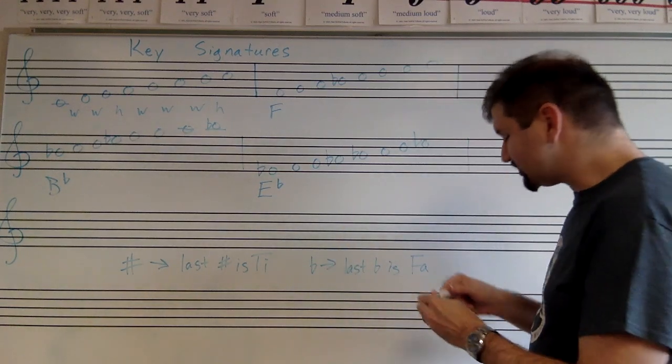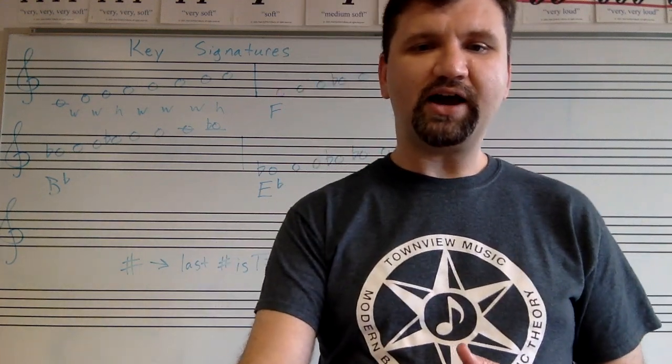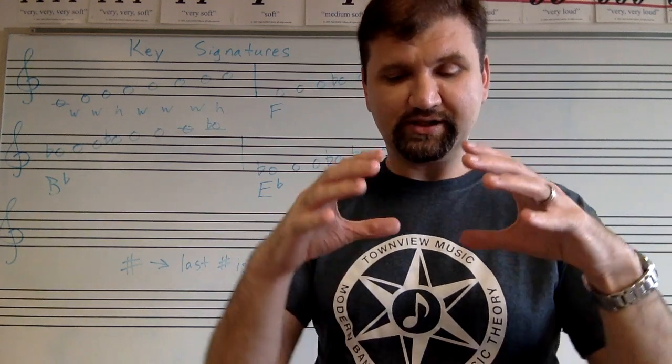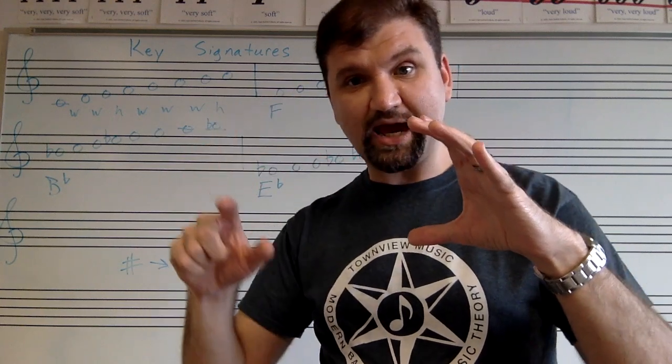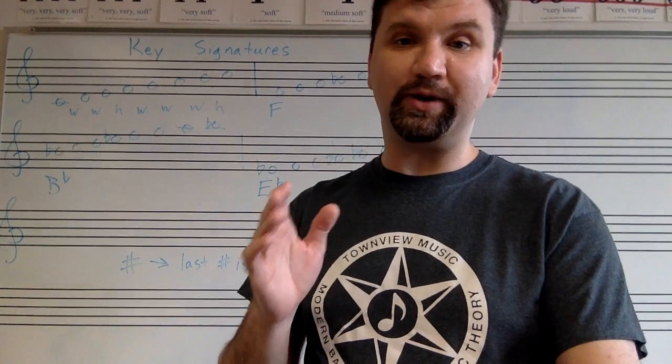So the idea of the circle of fifths is a concept and a visual representation of how you can understand that music creates this pattern that is cyclical and then eventually arrives exactly where it started from.